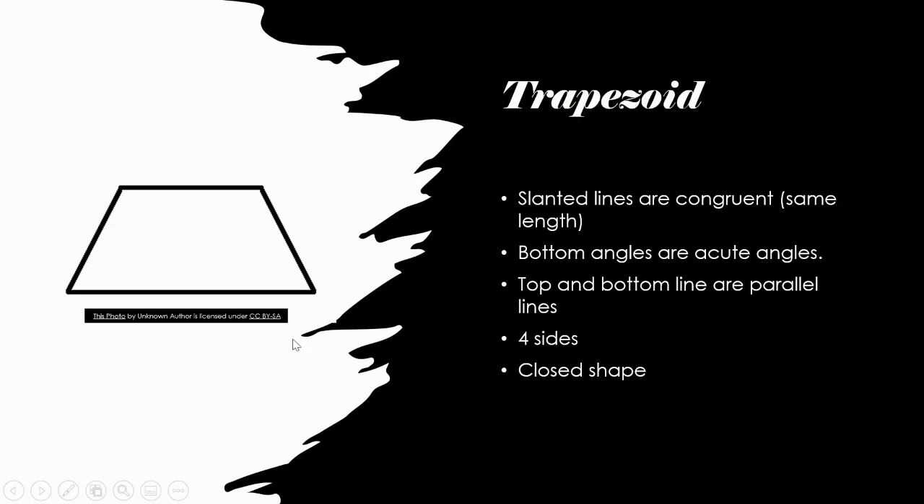Okay, a shape that I forgot to put in there was a trapezoid. Here you see a picture of the trapezoid. And here I gave you the attributes. So a trapezoid has slanted lines. The slanted lines are congruent, or the same length. Bottom angles are acute. Top and bottom lines are parallel lines. So top and bottom are parallel. Remember, parallel are lines that never touch. It does have 4 sides, so it is a quadrilateral. And it is a closed shape.